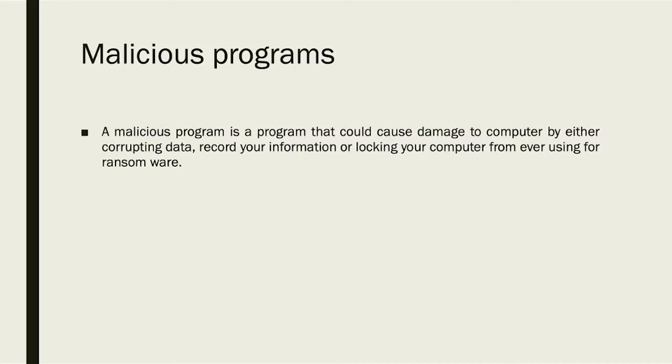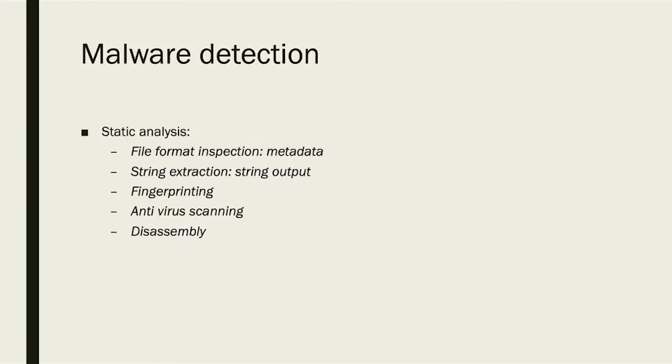Malicious programs, as a definition, are programs that could cause irreparable damage to computers by either corrupting data, recording your information, or stealing it, or locking your computer and files from ever using it again, unless you pay them a ransom, which is called ransomware. And malware can be detected in different forms.